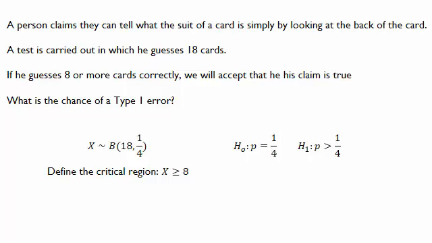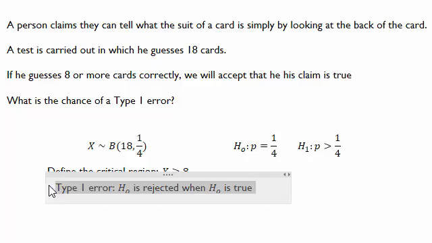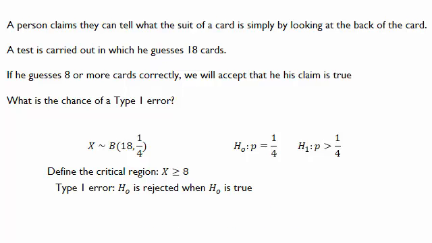So think about what a type 1 error is. Can you just define that in your head? What it is, is this: what is the probability that H0 will be rejected even though it's true? And so we just have to do this calculation here. What is the probability that X is greater than or equal to 8 when X is under this distribution?